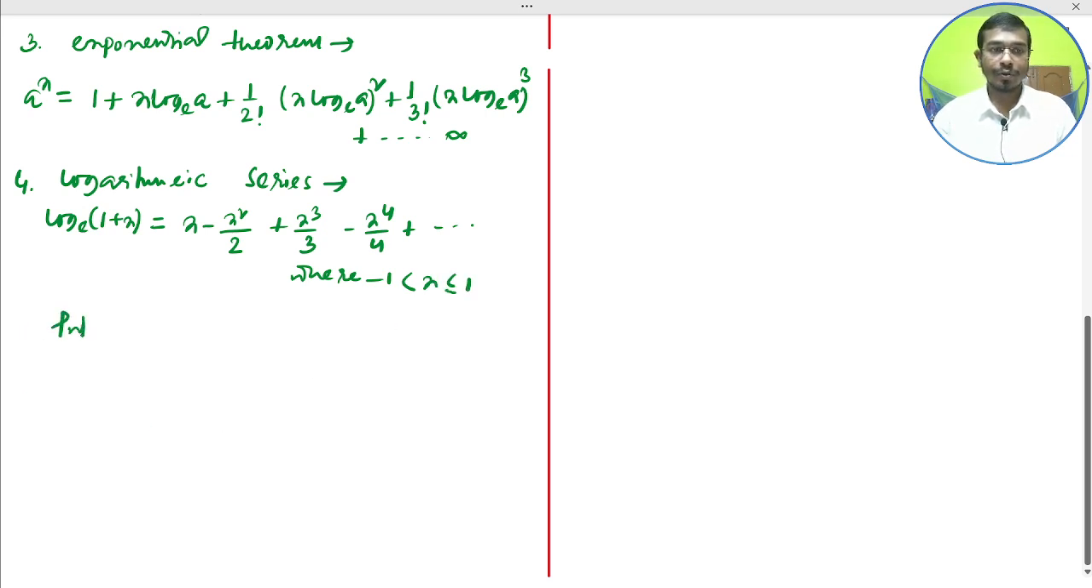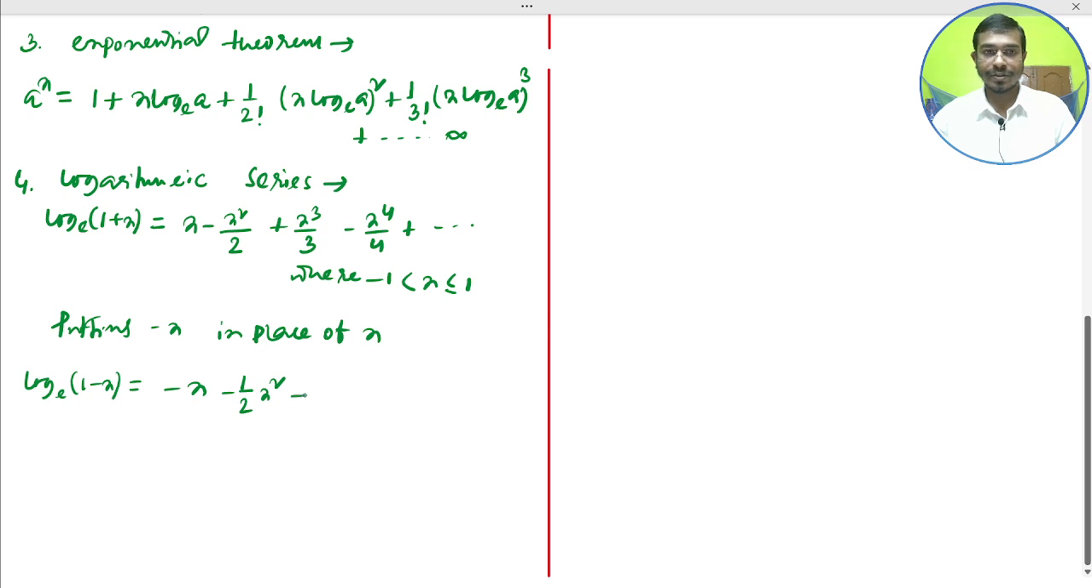Now putting minus x in place of x, it would become log 1 minus x. So it would become minus x, put this value, minus x minus half x square minus 1 third x cube minus 1 fourth x to the power 4 minus dot dot.